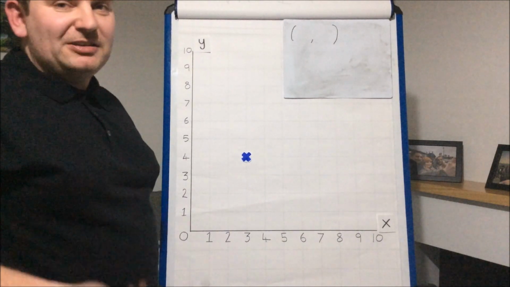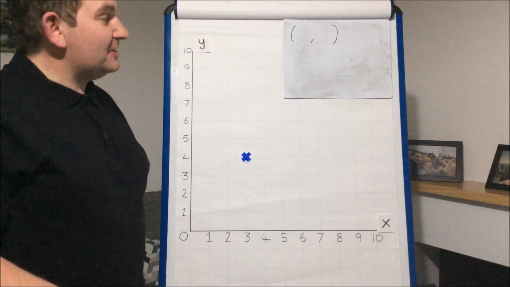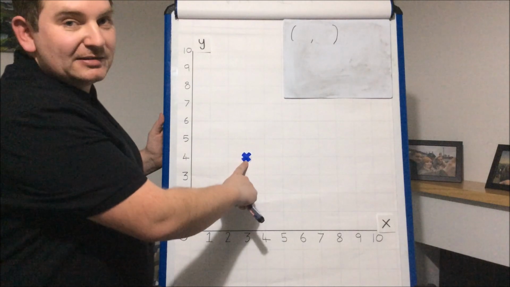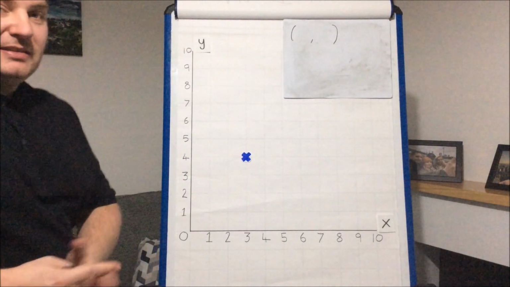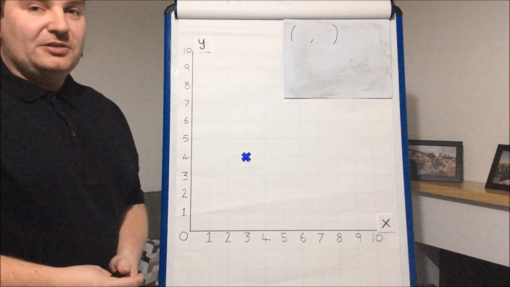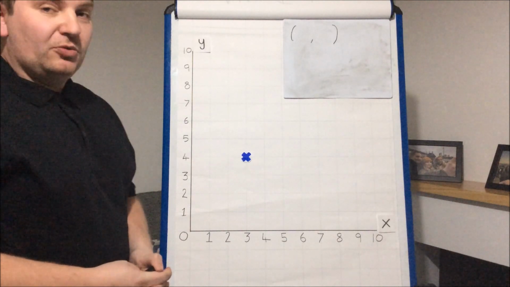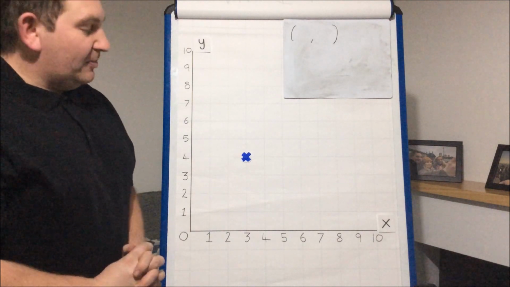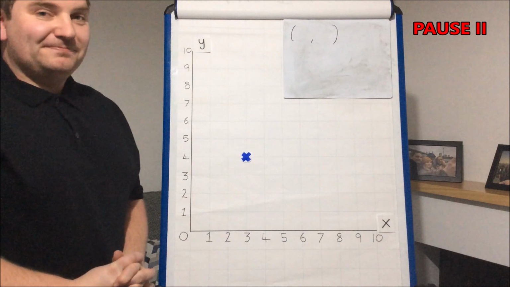Okay, so now that we've had a little introduction to coordinates and the first quadrant, I have placed a blue X on a place in the quadrant. I would like you to pause the video and have a think about what the coordinates are for that X. So if you pause the video now and have a think.